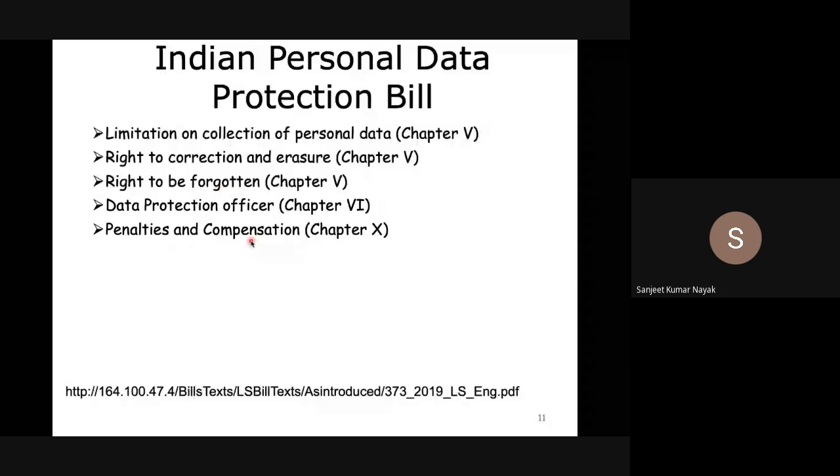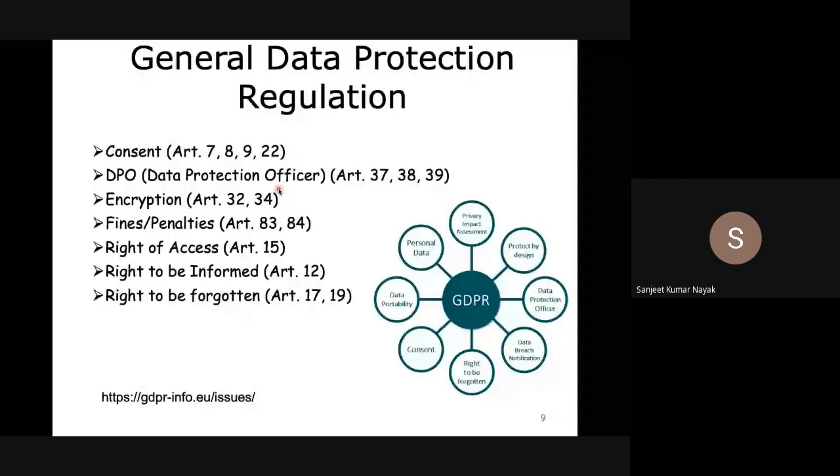Apart from all this, there is a special thing known as the data protection officer. In GDPR also, it is available. What is this? Nowadays, you see posts like chief technical officer, security officer in companies, and they have specific roles. Similarly, what is this DPO? What is the job of the DPO?